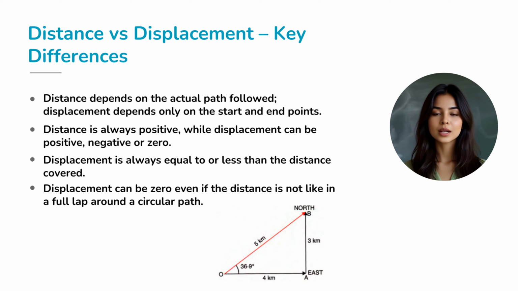Example, in the diagram, if a boy walks 4 kilometers east and then 3 kilometers north, his total distance is 7 kilometers, but his displacement is the straight line from the start to finish, which is 5 kilometers, using the Pythagorean theorem. As you can see in the diagram, this forms a right-angled triangle.